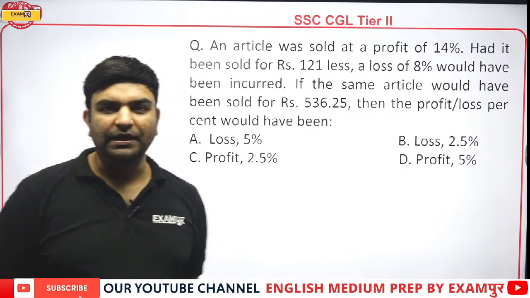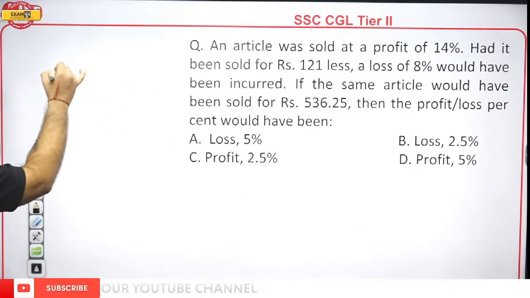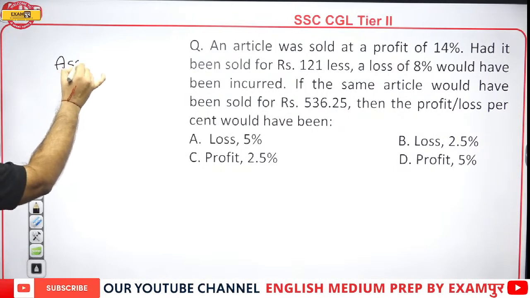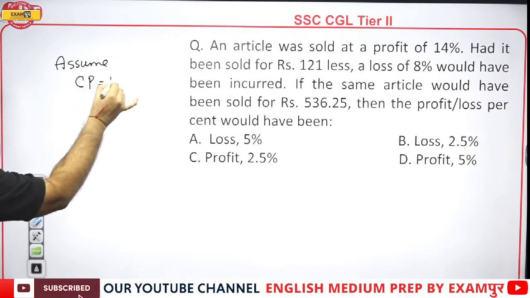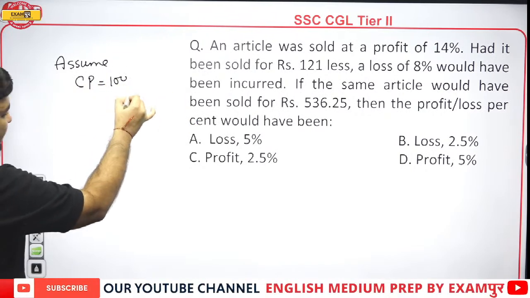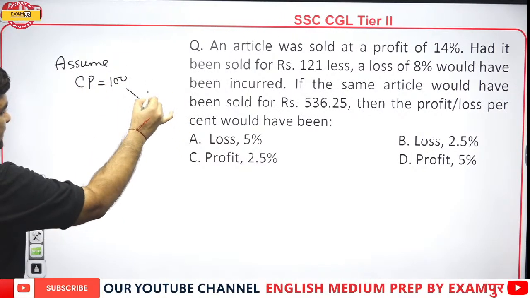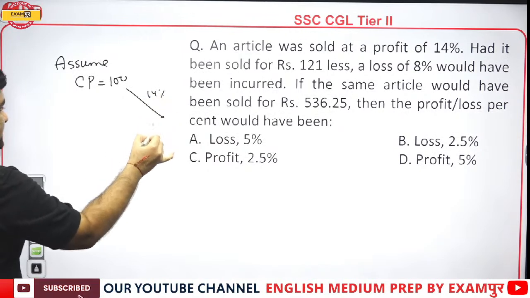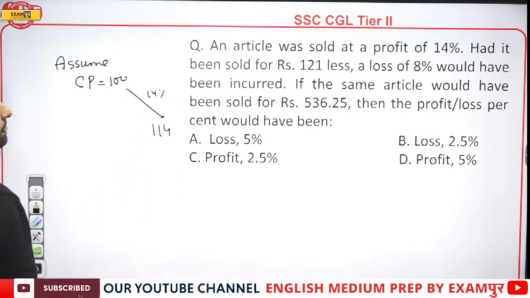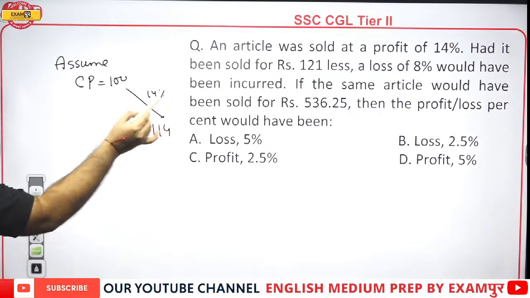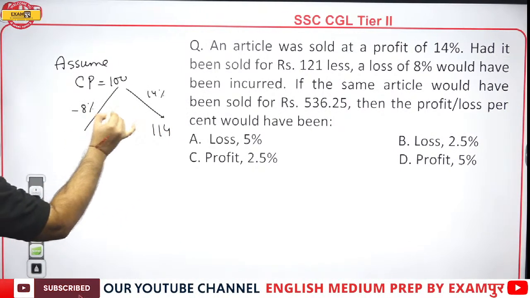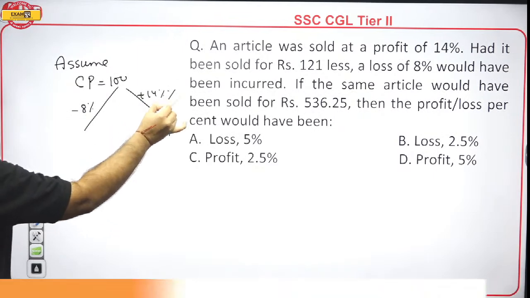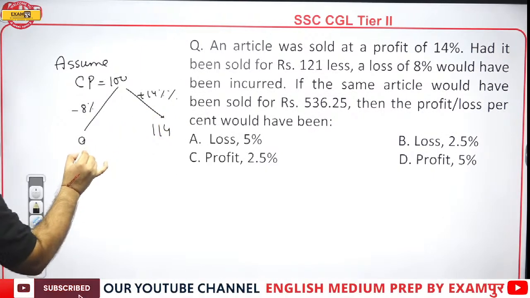Assume the CP initially as 100. Initially it is being sold for 14% profit, so I will say SP is 114. Later you are selling it at an 8% loss, so it will become 92.